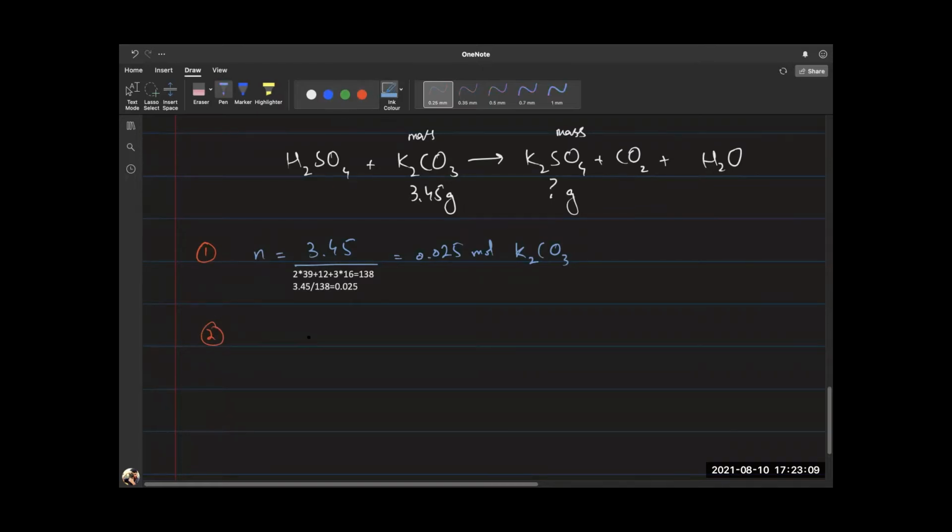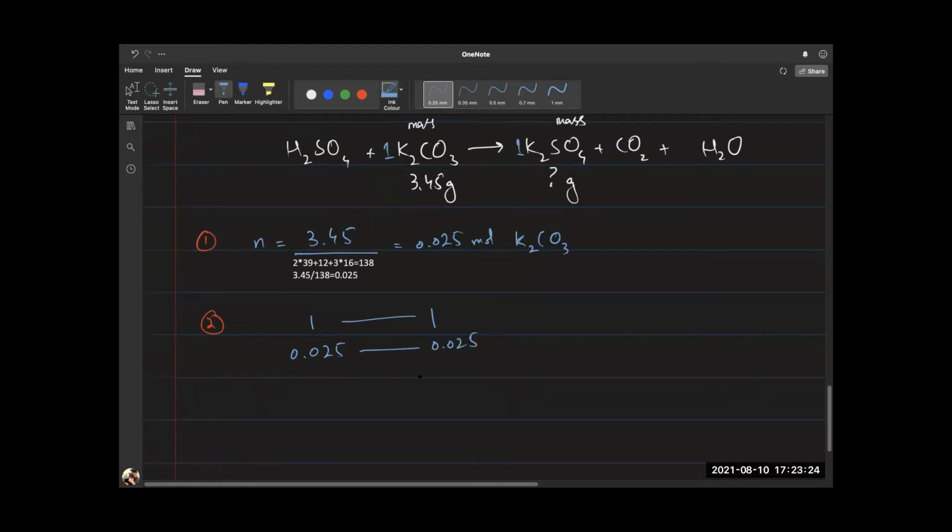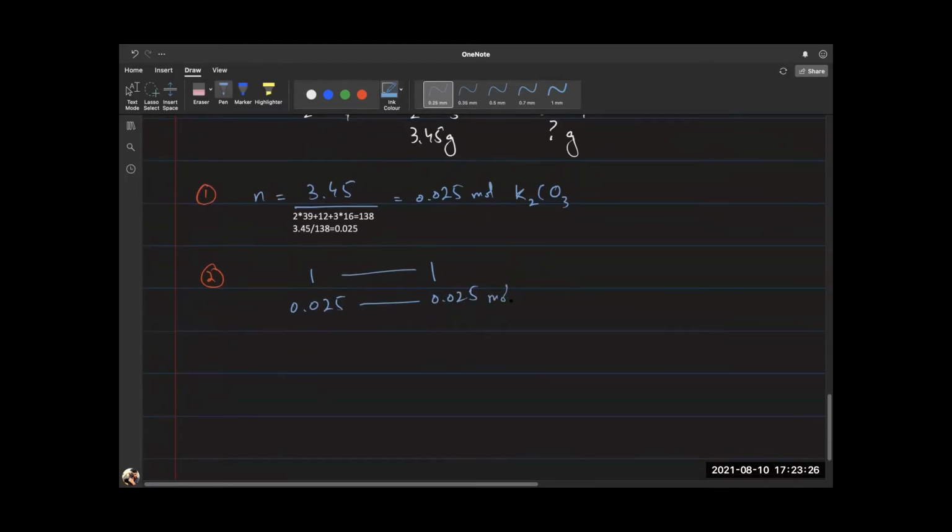Okay. Second step is finding the moles of the other thing. So you have 1 mole of this making 1 mole of that according to the equation, 1 here, 1 here. Everything else I'm ignoring. So 0.025, I don't need any calculation here. If 1 makes 1, then 0.025 makes 0.025. Okay, so I found the moles of K2SO4.